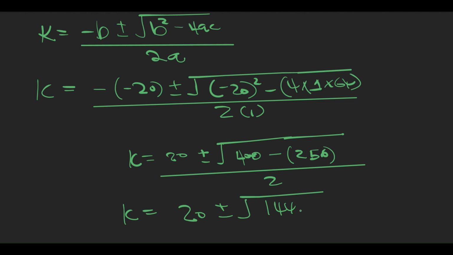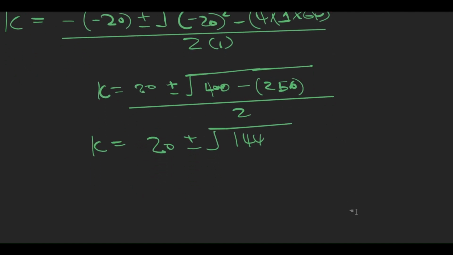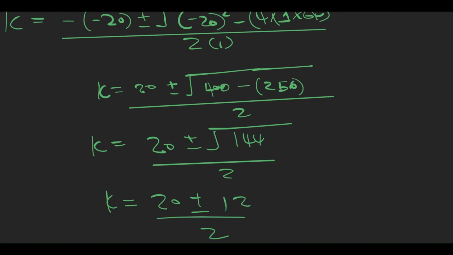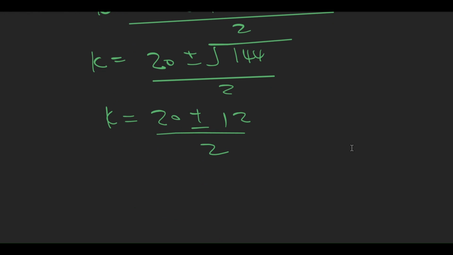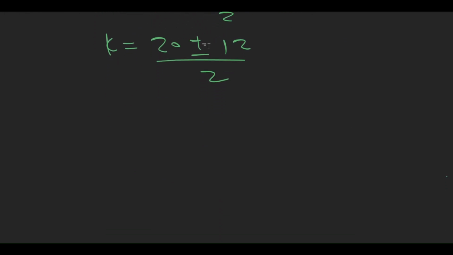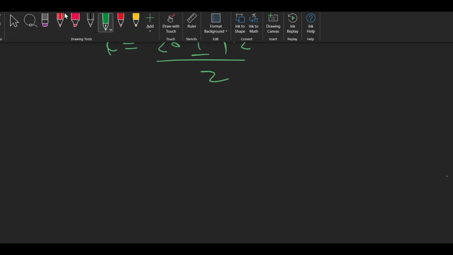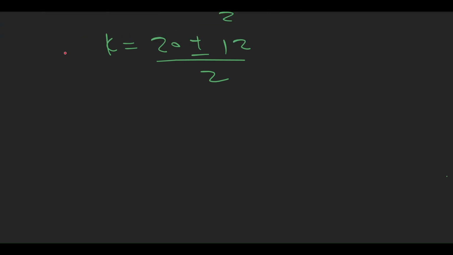I believe, is 144. Now, if you divide everybody here by 2 again, you're going to have k is equal to 20 plus or minus the square root of 144, which is 12, over 2. For me, I'm going step by step. If you want to forward the video, you can forward it further to see the last concepts, but I'm just going step by step to show everybody how you can get the value of k.